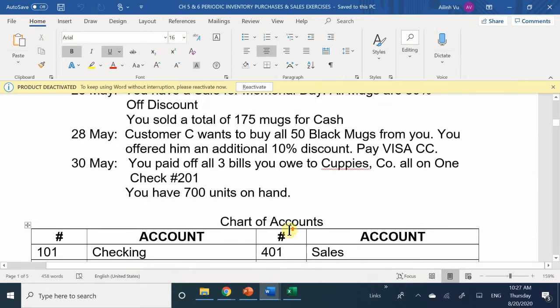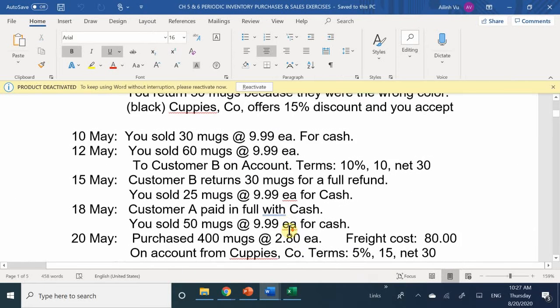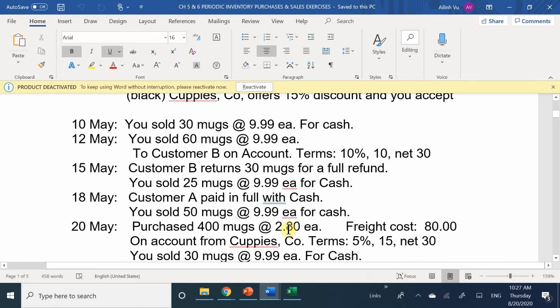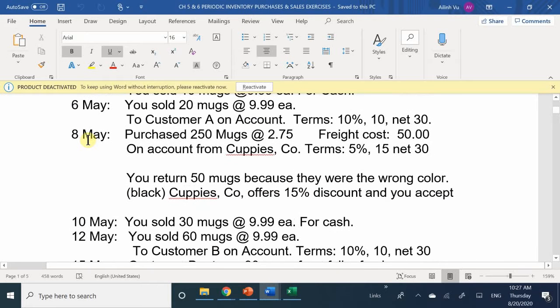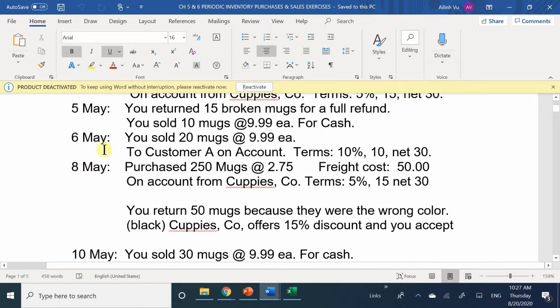What happened next? Okay, so we finished everything on May 5th. So we sold more mugs, so now accounts receivable. So what happened here? Oh, I'm on the wrong date. There you go. May 6th.